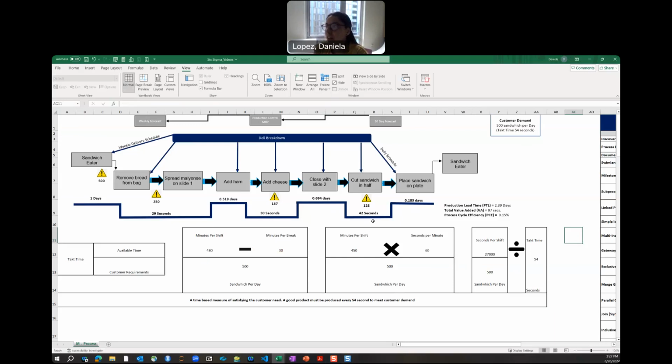So this is our value stream process. We won't use it a lot for other areas, but just so you guys know, this is a heavy manufacturer. This is a deli example, and I hope this is helpful for you all.